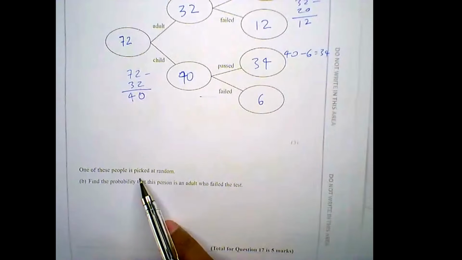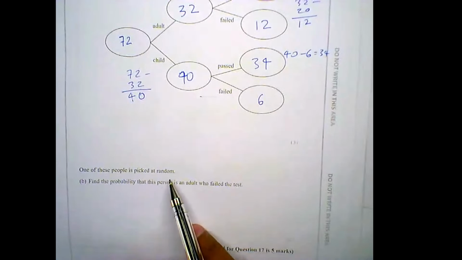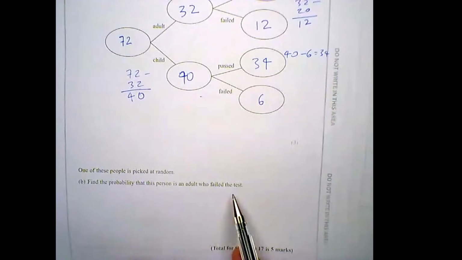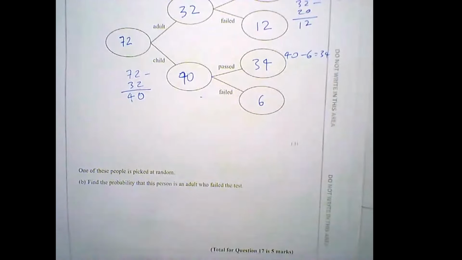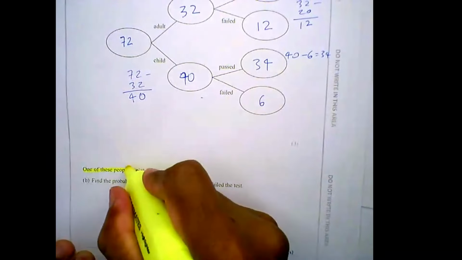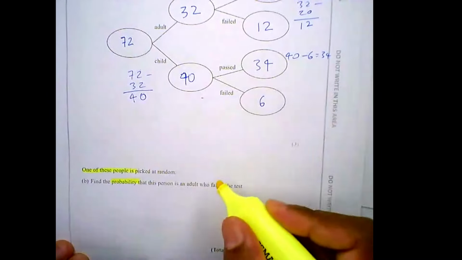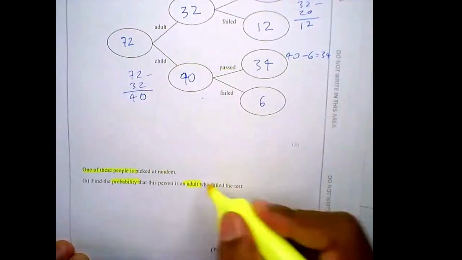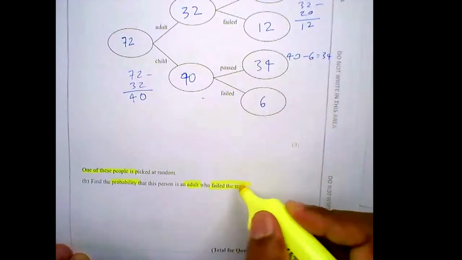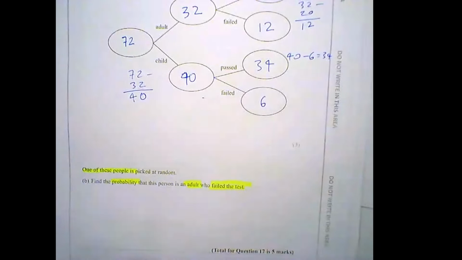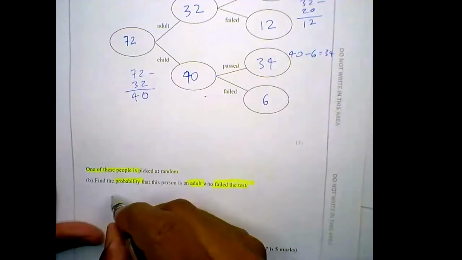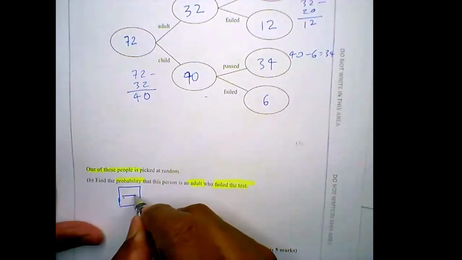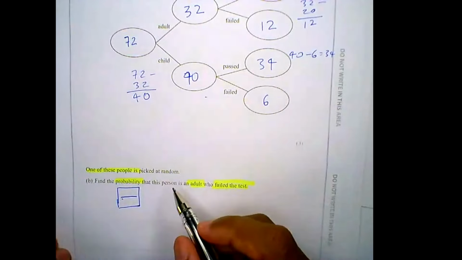One of these people is picked at random. Find the probability that this person is an adult who failed the test. So one of these people, and we have to find the probability the person is an adult who failed the test. Similar to the last question, probability has got 2 parts. We've got a numerator and a denominator, and so the bottom number I'm looking for is my total.